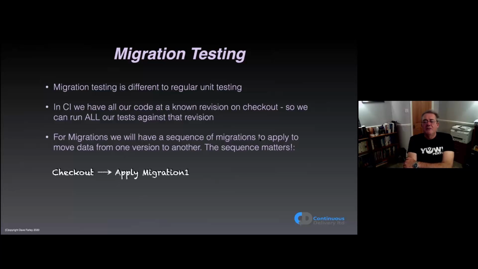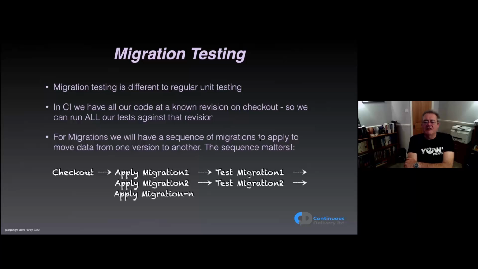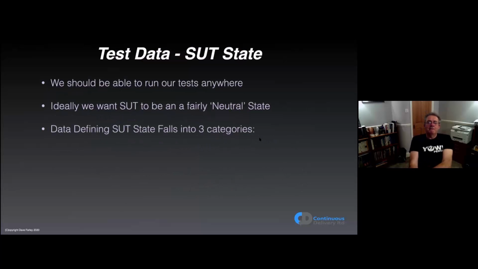So the pattern is that you check out a particular version, you apply the migration of that version, you test the migration, and then you apply the next migration, then you test that, and then you apply the next migration and you test that, and so on, because they're additive and you build them up in order if you're going to do that kind of testing.